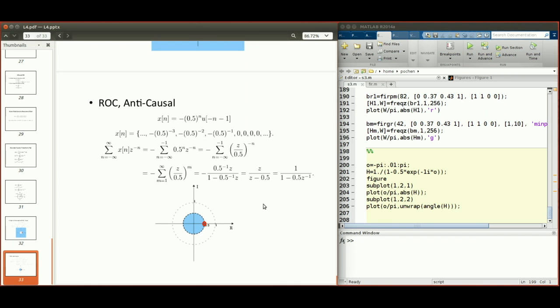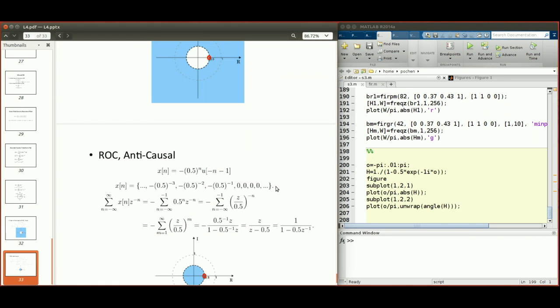Now let's look at the region of convergence for an anti-causal system. The function x[n] looks very similar to this particular function, but now the unit step function is u[-n-1]. So it's going to have unity amplitude in all the negative time, and it has exactly zero amplitude for all the positive time. So the series is going to look something like that, and then at all the positive time, it's going to switch to 0.